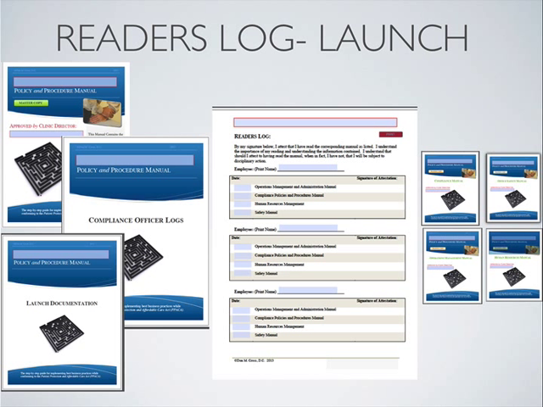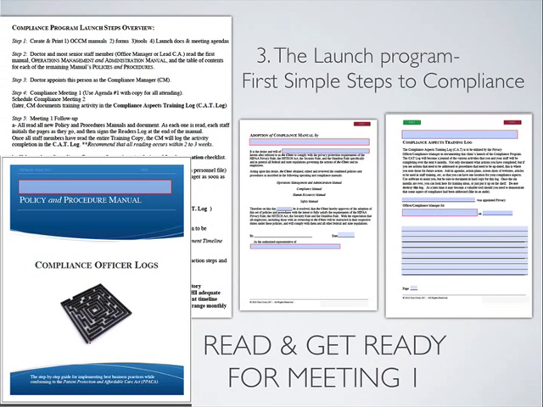At the end of the launch folder, you'll find the reader's log. This gets filled out by each employee and signed. And basically, this is saying that each employee has read each one of the aforementioned logs. This is filed by the compliance officer in the launch documentation folder when it happens. Additionally, the compliance officer will be keeping other logs, including the adoption of the compliance manual and the compliance aspects training log, or CAT log, in the compliance officer log.